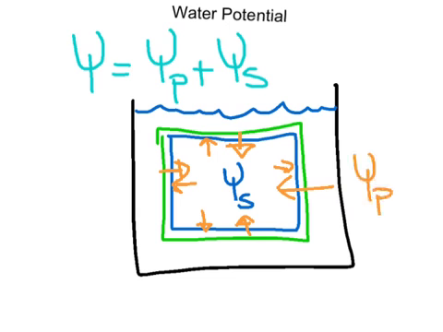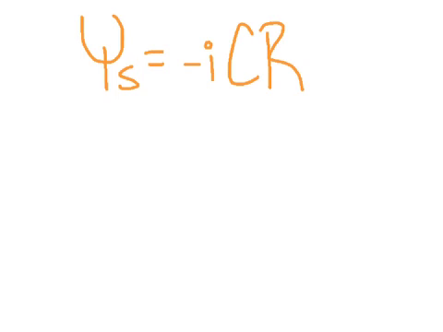And this is not something that is easy. I mean, it's easy to calculate, but you can't really measure it inside of a cell. But you can figure it out if you have access to the water potential and the solute potential. So let's talk about the solute potential. So solute potential is equal to the negative ionization constant, so negative I, C, R, T.